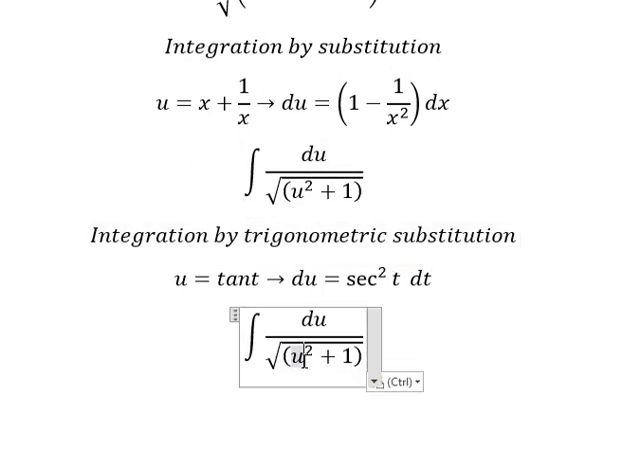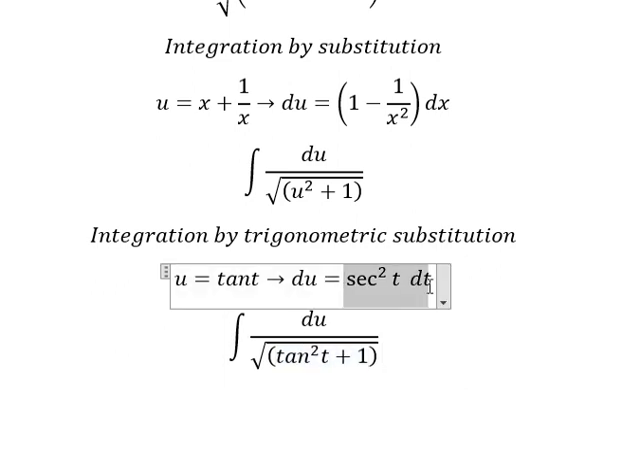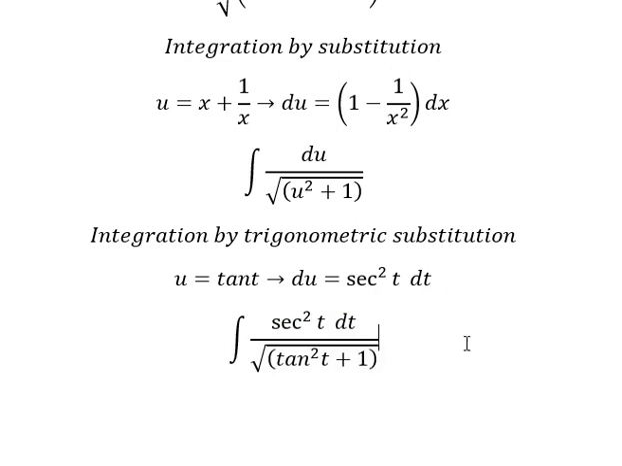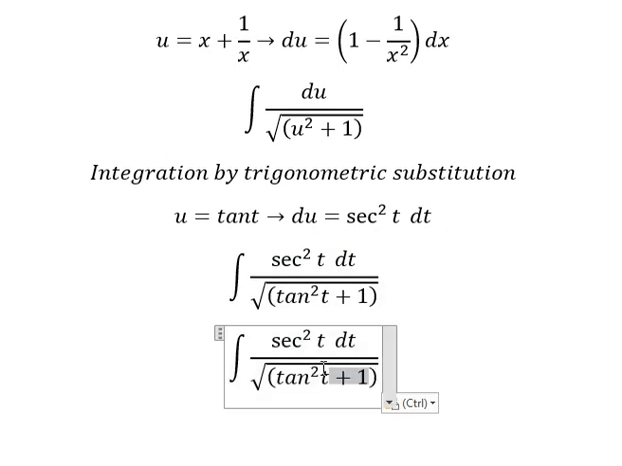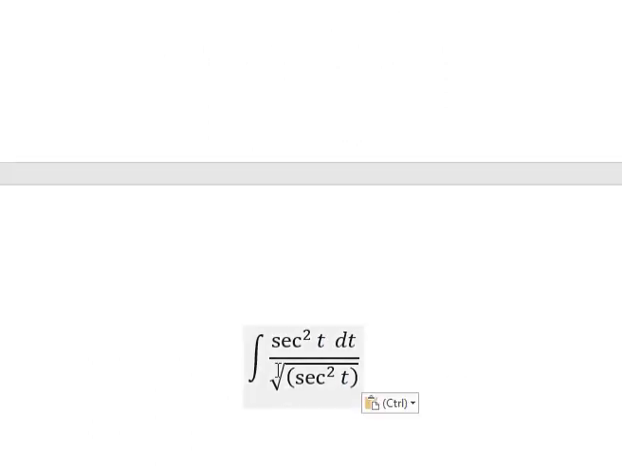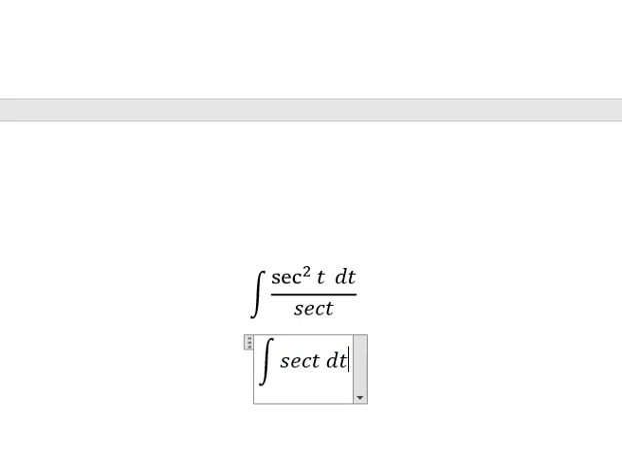So this one I will put in here. Du, that is this one. So this one is secant of t square. The square root of secant of t square is secant of t. And now we simplify, and you get secant of t dt.